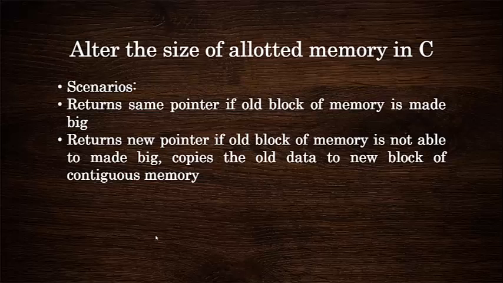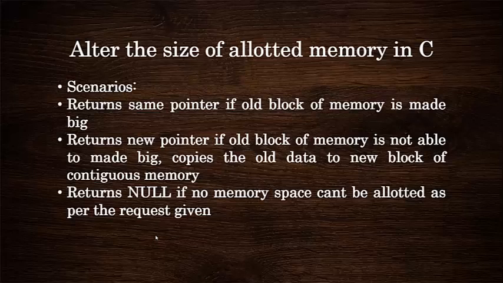Whenever there is no chance to expand your old block of memory, then this function will return a new pointer. You are going to make a copy of the old data to the new block of contiguous memory, and because of this you return a new pointer to the pointer variable. Then, if there is no memory space that can be allocated as a result of your new request, for example, earlier I had a memory space of 10 and now I give the new request as 100, I want to reallocate the size of this memory block as 100, and there is no chance to allocate this 100 memory space, then this function will return a null pointer value. So basically there are three cases: either the same pointer will be returned, or a new pointer will be returned, or a null pointer value will be returned.